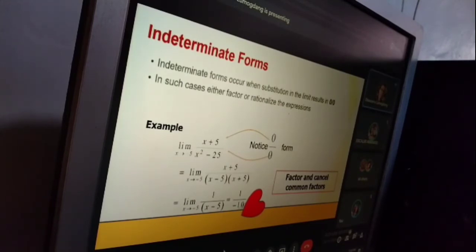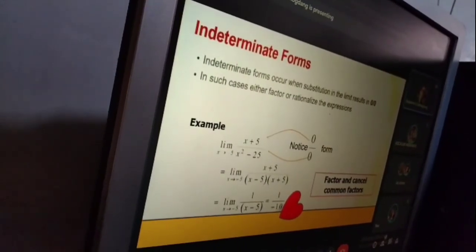It's either you need to factor the numerator and denominator and cancel out common factors and get the limit of the simplified form of a given rational expression, or you're going to rationalize the denominator, because there are some cases that direct substitution may yield a result that is indeterminate. Kapag zero ang denominator, undefined po yon.